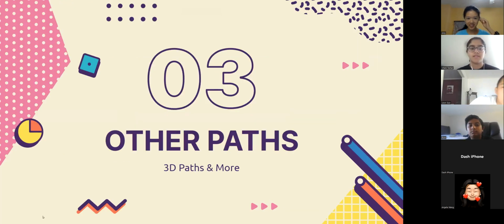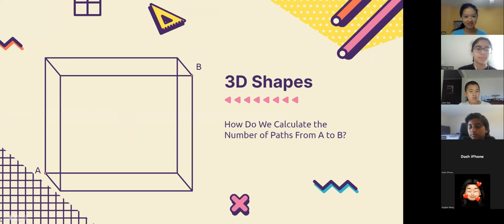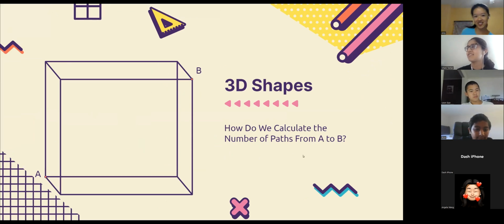Okay, so we're doing 3D paths and more. I know some of you probably have just started to understand 2D paths, and now you see we're going to do 3D paths, and you're just going to be like, oh no. But actually, 3D paths are exactly the same.